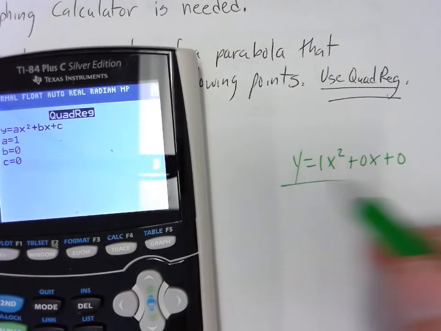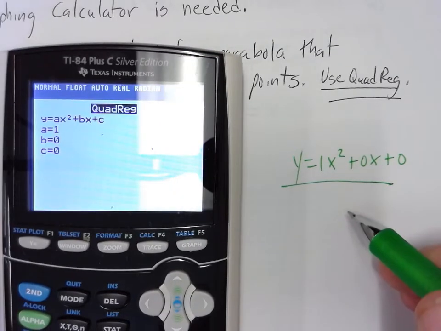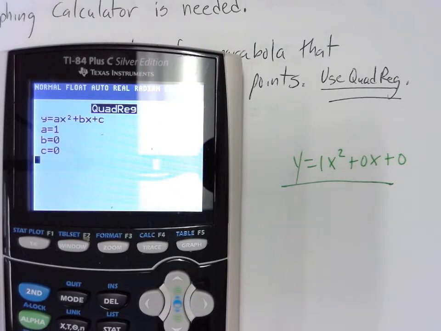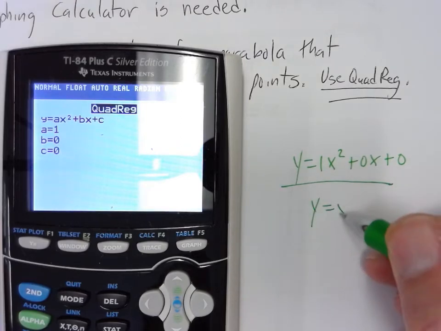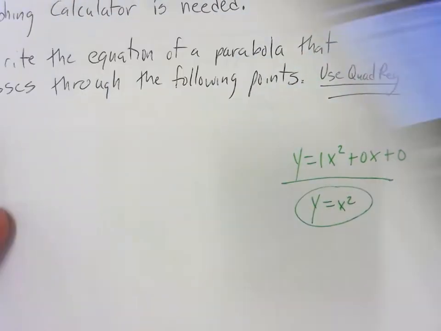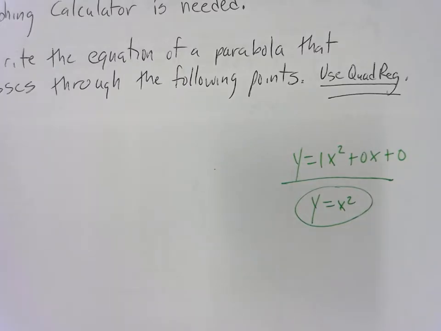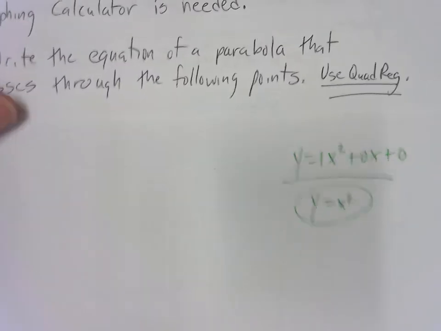So you fill in the blanks there for the A, B, and C. And you don't really need those zeros, so you just write y equals x squared for the one that I did. The one that's on the test has different numbers, but that's the idea. You put the numbers in, do the quad regression, then you're done.